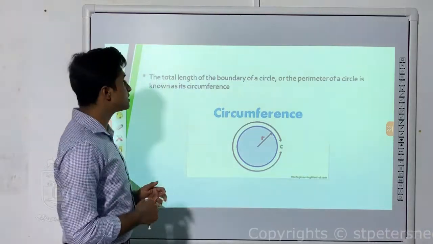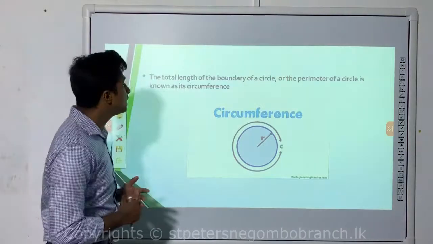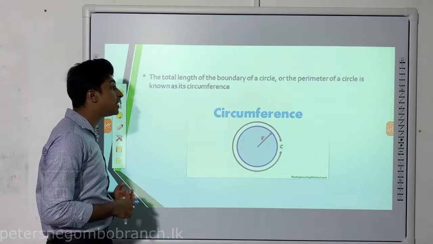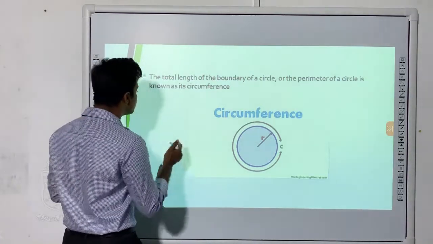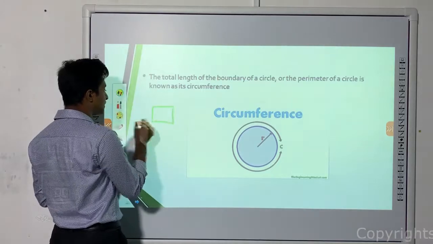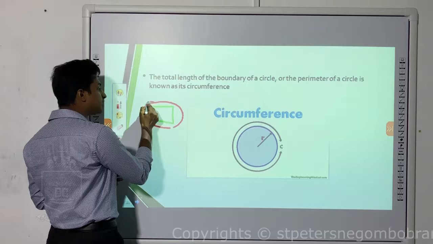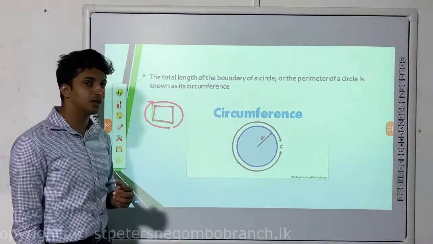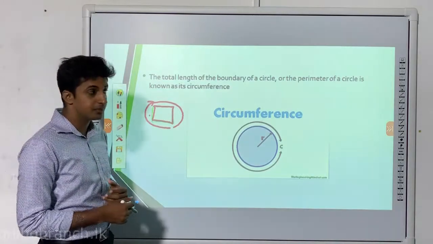So first we need to understand what we mean by the circumference of a circle. The total length of the boundary of a circle, or the perimeter of a circle, is known as the circumference. Now, if I consider a square, this is the total length around the square. When you are asked to calculate the perimeter, you add the four sides of the square and you get the value.